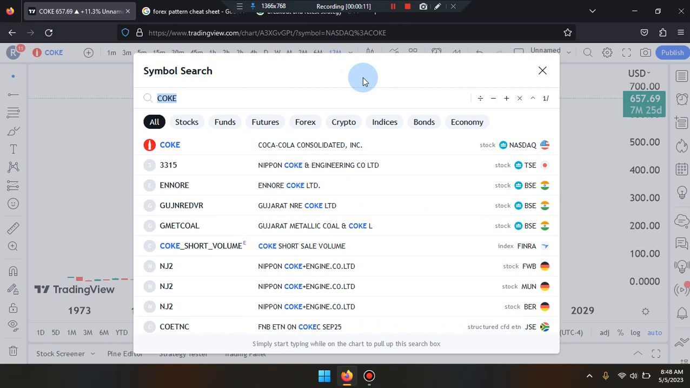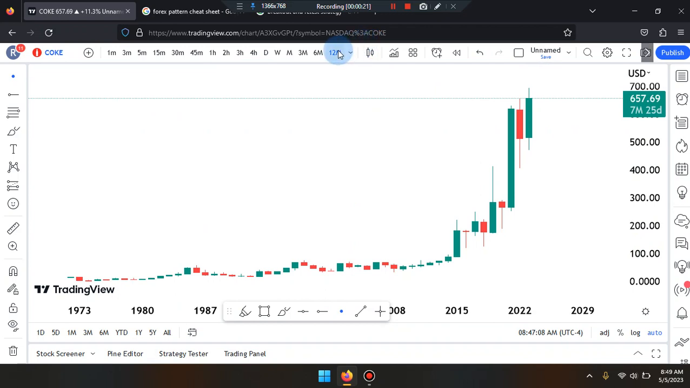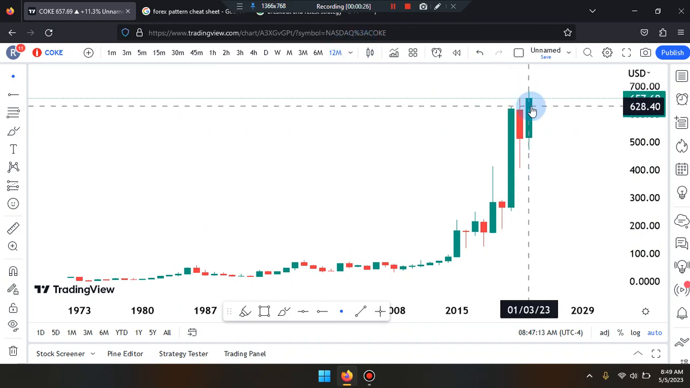Okay, everyone, this is Cam Jones, FX Daily Analysis, and we are marking up COKE. We are on the 12-month time frame. Price action, last candle to right hand side is a bullish green candle.